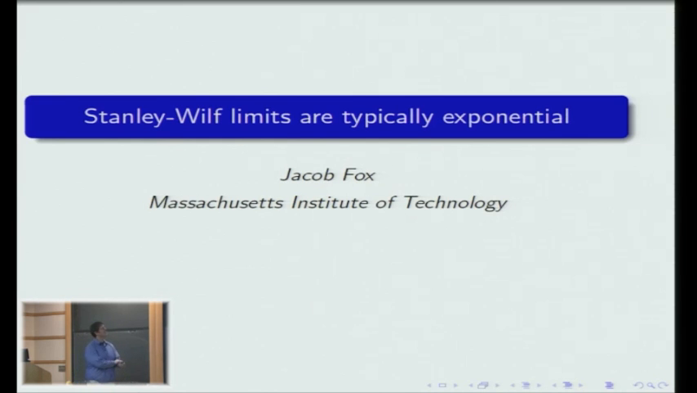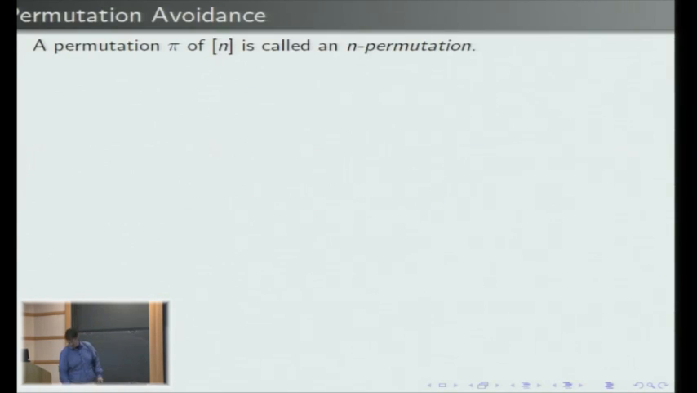So the title of today's talk is Stanley-Wilf Limits Are Typically Exponential. We'll start with some definitions. A permutation pi of the numbers 1 through n is called an n-permutation.